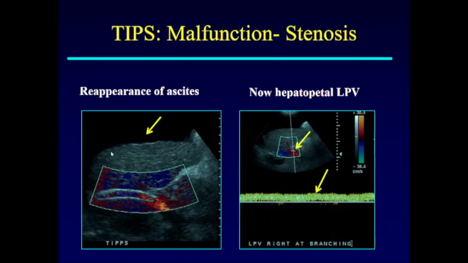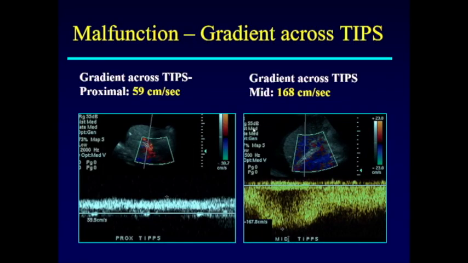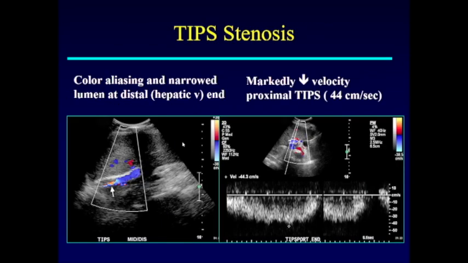Couple examples. Here's a patient who had all of a sudden reappearance of ascites. In the left portal vein, you now see hepatopedal flow. It goes back into the portal vein. The gradient across the TIPS between proximal and mid was more than 100 centimeters per second. Proximally it was 59, in the mid it was 168, and this patient had a stenosis.